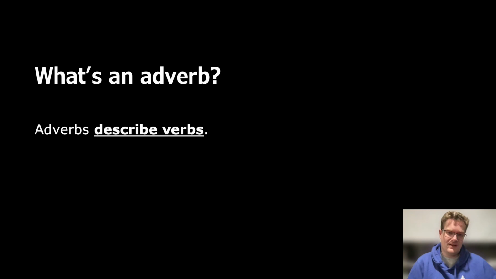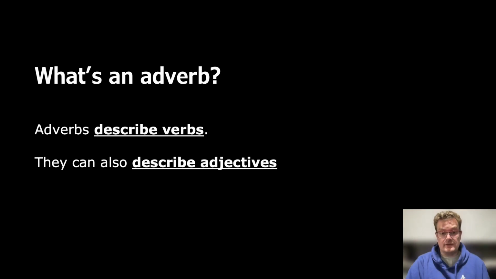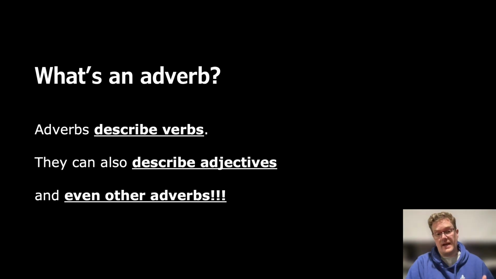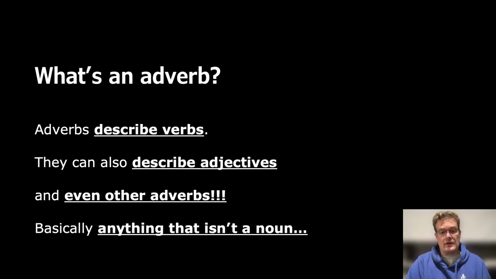You've got ad, like adjective, and then you've got verb. So describing verbs makes sense. That is a pretty good definition. They do slightly more because not only do they describe verbs, they can describe adjectives as well, and they can even describe other adverbs. Kind of, if you think about it, an adverb basically describes anything that's not a noun.